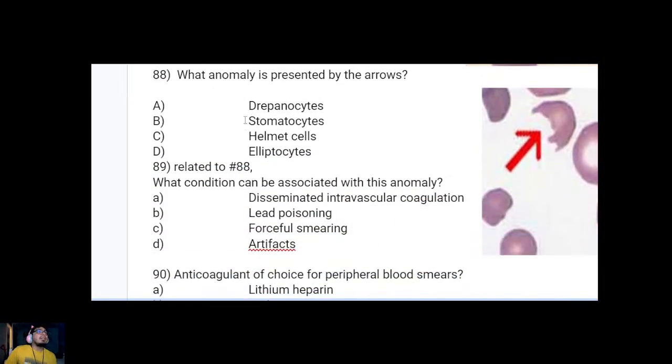Okay? Next, abnormality seen here is a helmet cell. Did a lot of people answer that one correctly? Yes, very good. Helmet cell.